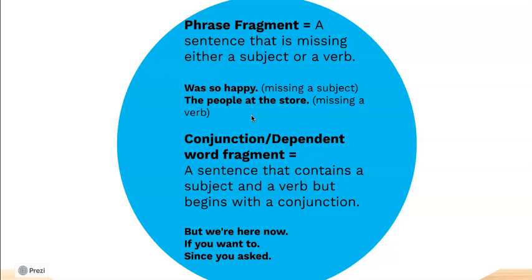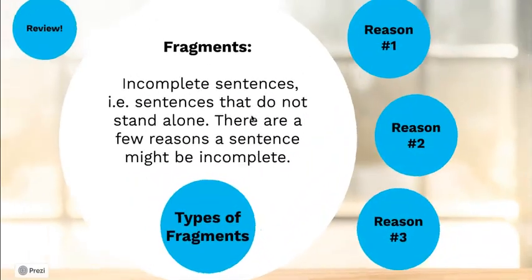The other one is the conjunction or dependent word fragment. This is a sentence that contains a subject and a verb, but it begins with a conjunction, so it's no longer complete, all right? But we're here now. If you want to, since you asked, right? All of those are beginning with either coordinating or subordinate conjunctions, and so they're not a complete thought, right? They have to be connected to something else, and they're not, so they're fragments.